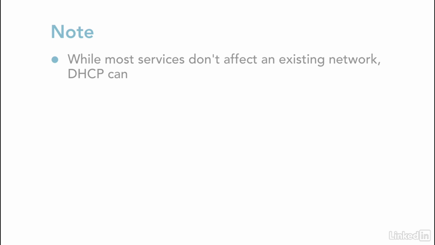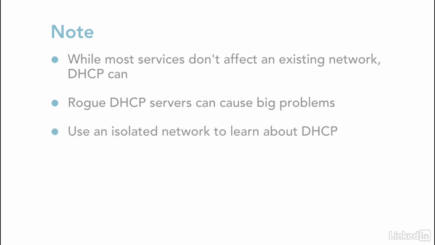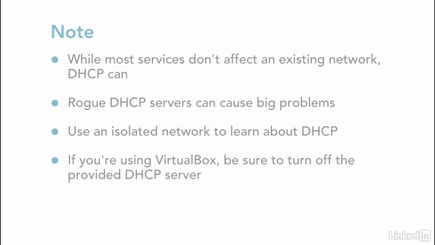In fact, this scenario, which is called a rogue DHCP server, is one of those things that keeps some network administrators up at night. It can be hard to troubleshoot, and it can cause clients to be unable to connect to network resources. So while you're learning, be sure you're using a virtual network without any chance of overlapping your real network. Or work with your network administrator to isolate the network you're using from the rest of their network. For this course, I'm using a virtual network in VirtualBox, and the VirtualBox software provides its own DHCP server.